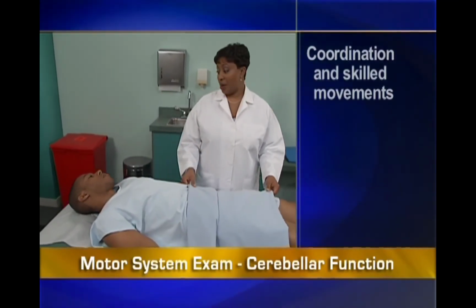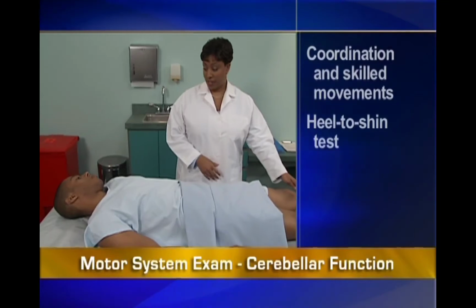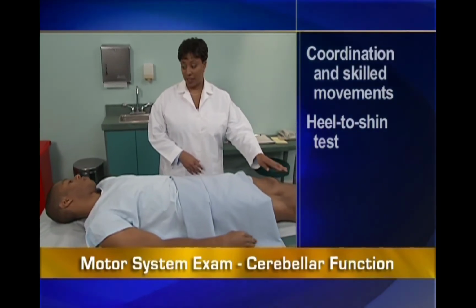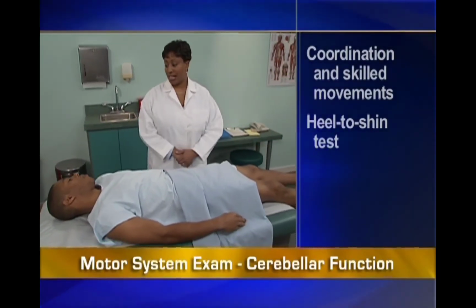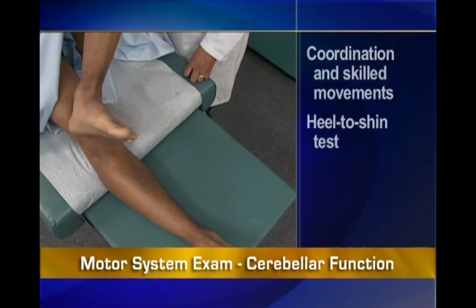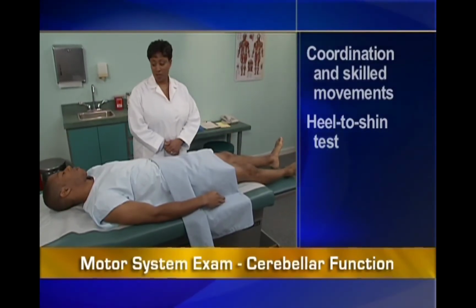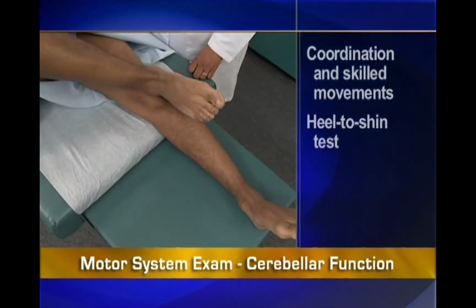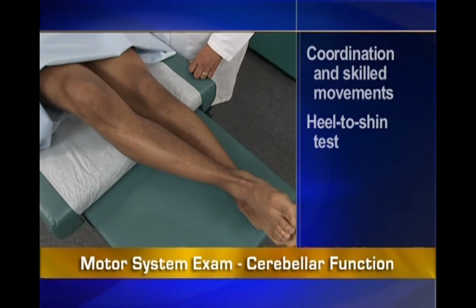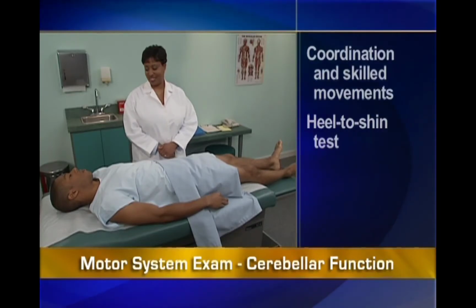Now I need you to do the heel-to-shin test. With the person supine, ask him to place his heel in front of his opposite knee and slide it down the shin. Take your left heel, place it on your right knee, and move it down the shin from the knee to the ankle. Excellent. And do the same thing with your right heel. Normally, he can move his heel in a straight line down the shin. Good.